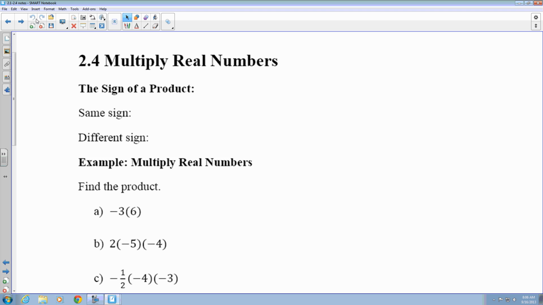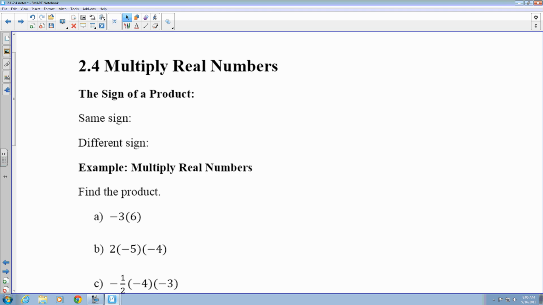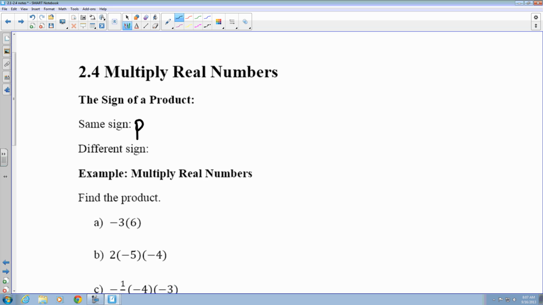Alright, we'll be doing multiplying real numbers today. Section 2.4. Sign of a product. If you multiply two numbers together, if they have the same sign, their product will be positive. And if you multiply two numbers together with different signs, their answer will be negative.